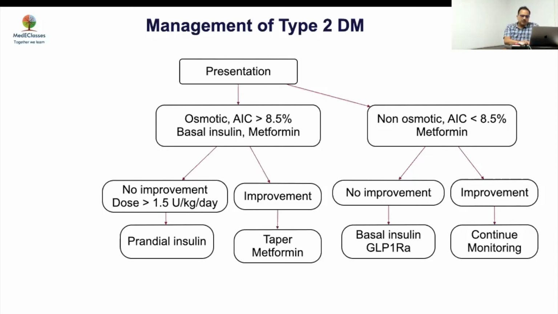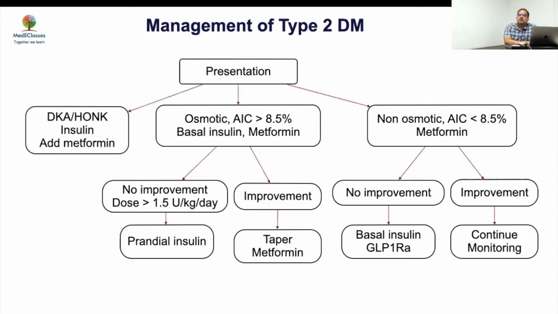If the child presents frankly with DKA, what will you do? Basically, don't give metformin in the beginning because that will cause lactic acidosis, so the acidosis will worsen. So add metformin after the HONK or the DKA is corrected. And then, if there is improvement, you try to taper insulin. If there is no improvement, you add a prandial insulin or a GLP-1 receptor analog.